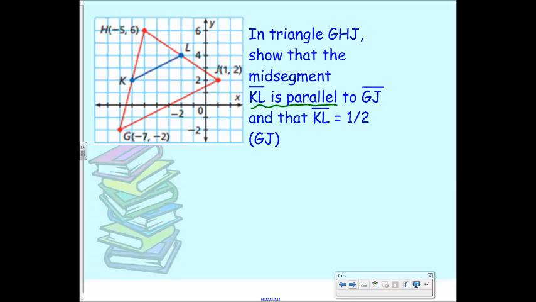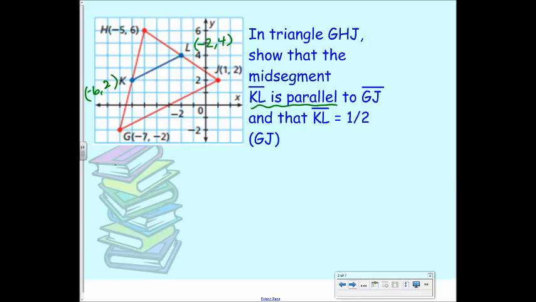First find the points. So what's the coordinate of L? Negative 2, 4. And what are the coordinates of K? Negative 6, 2. Good. Okay, so then to find the slope, plug it into the slope formula for me. What would that be?